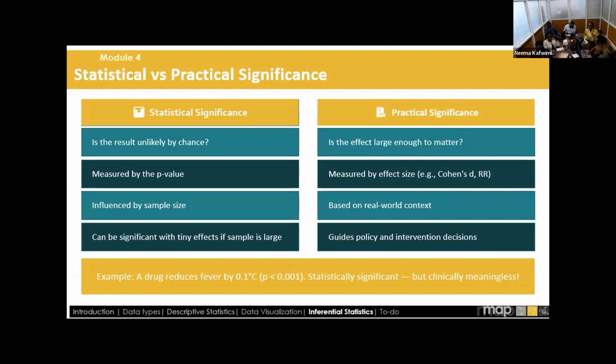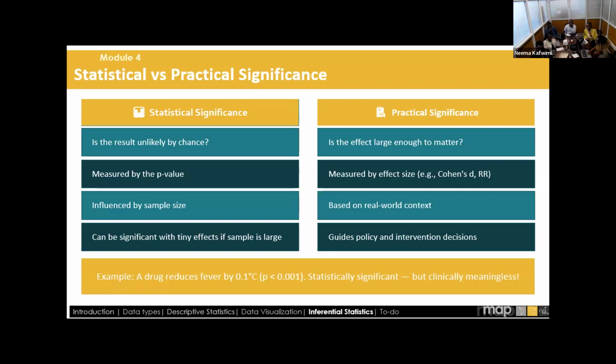But when we go to practical significance, we ask, is the effect large enough to matter? We look at the measure of effect size. We are not covering the risk ratios in this context, but we'll also look at the real world context, and whether it will guide policies. So let us look into that small example.